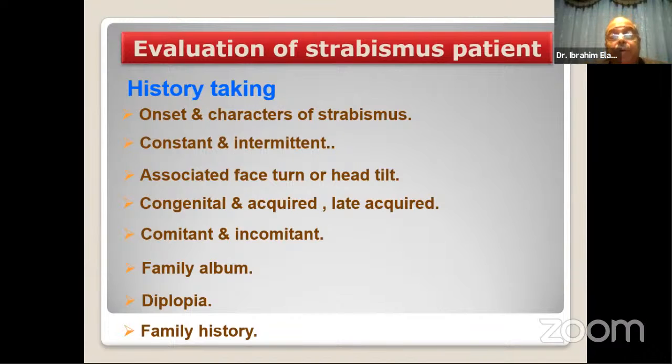The items that should be fulfilled in history taking: the onset and the character of strabismus. Is it constant or intermittent? Is it associated with face turn or head tilt? Is it congenital, acquired, or late acquired? Is it comitant or incomitant strabismus? You have to look at the family album, and this is a very important item. You have to ask about diplopia, whether it is present or not, as well as the family history.